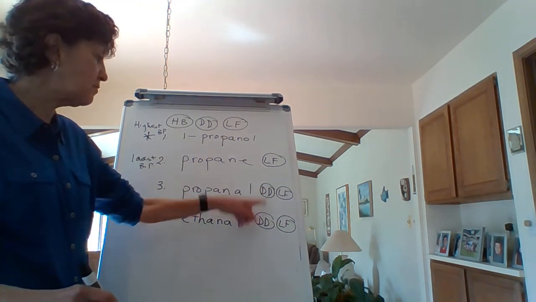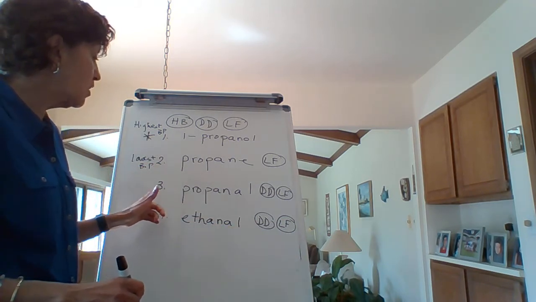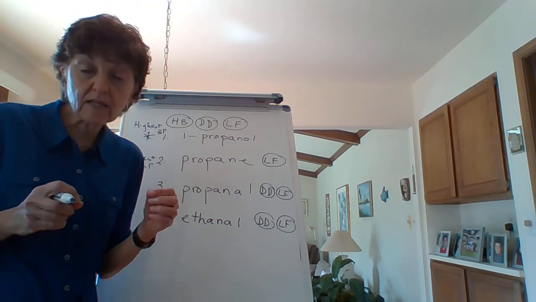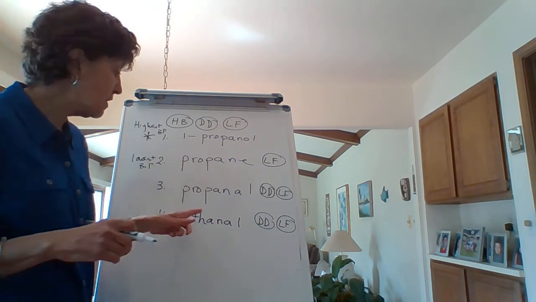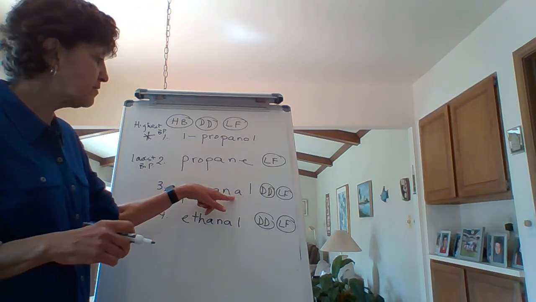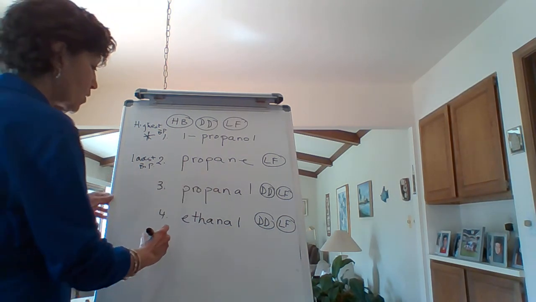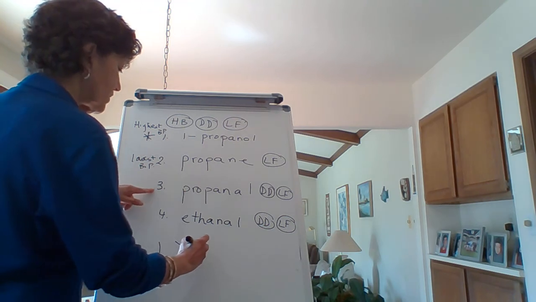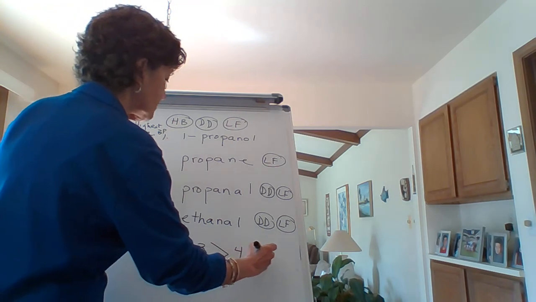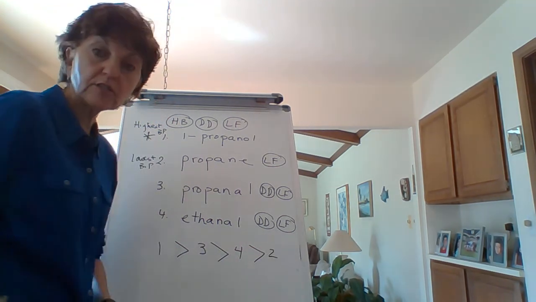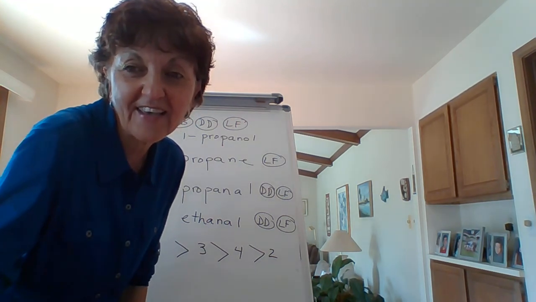They have the exact same intermolecular forces. But remember from our last couple of videos here, we said that London forces are greatly affected by the length of the chain. So since propanal is 3 carbons, ethanal is 2 carbons, these London forces are stronger than these. So if we're going to rank them, 1 would have a higher boiling point than 3, which would have a higher boiling point than 4, which would have a higher boiling point than 2. Okay? All right, next video we're going to deal with the chemical properties.